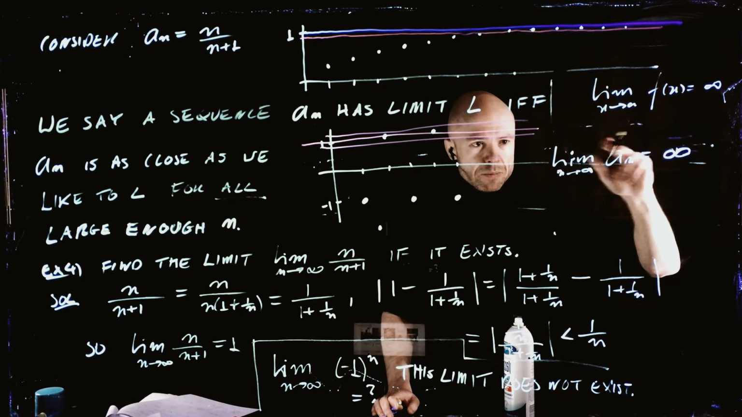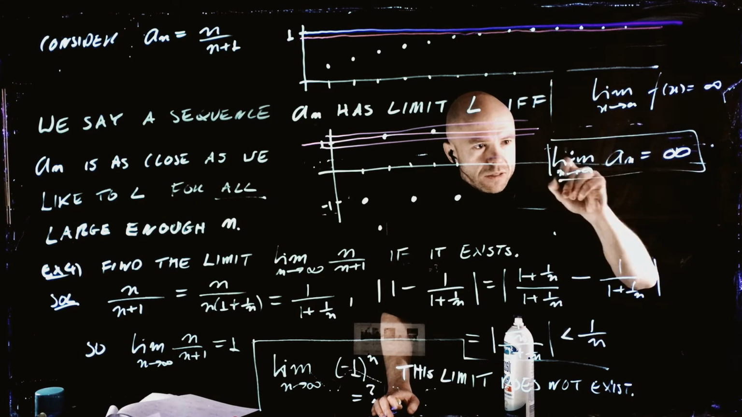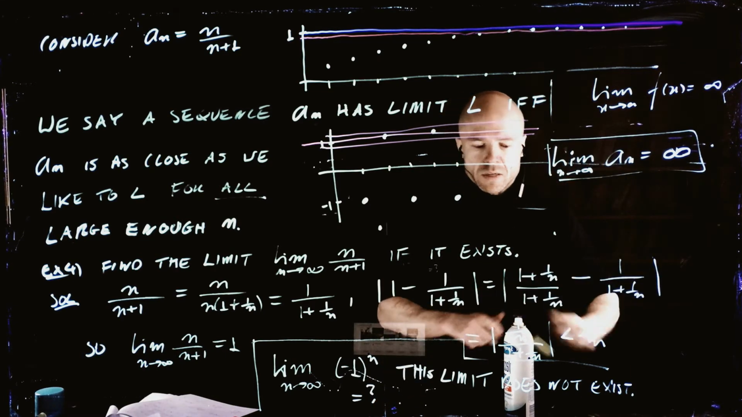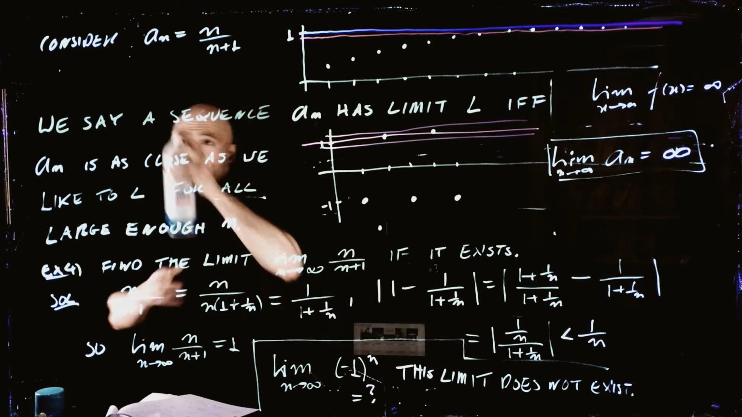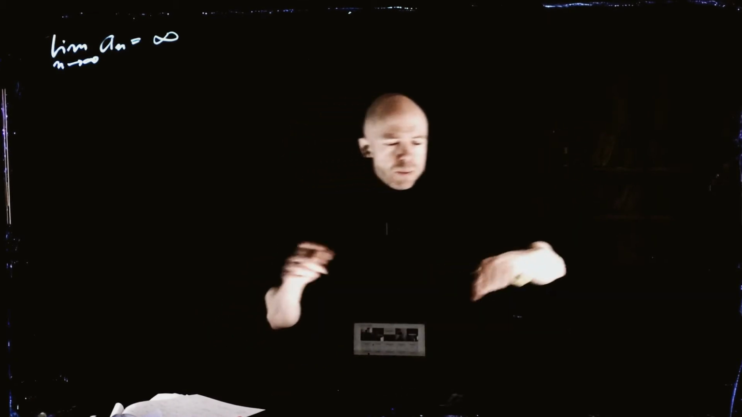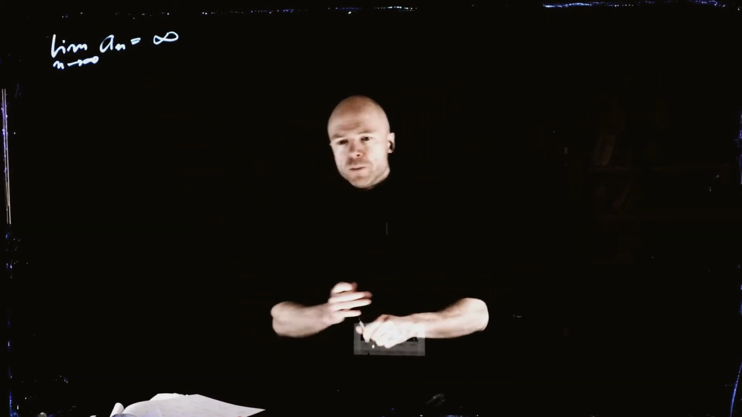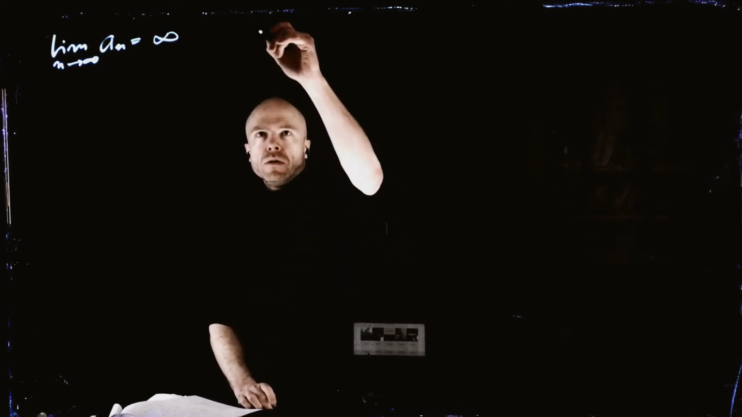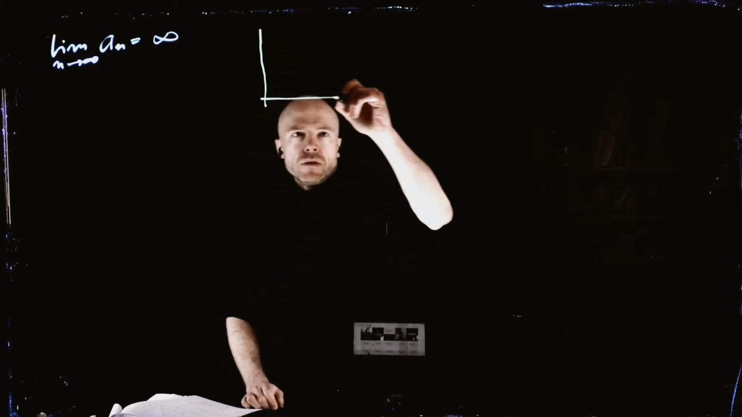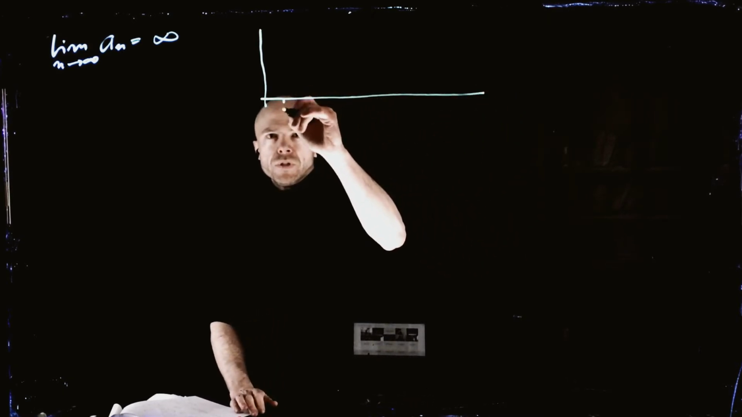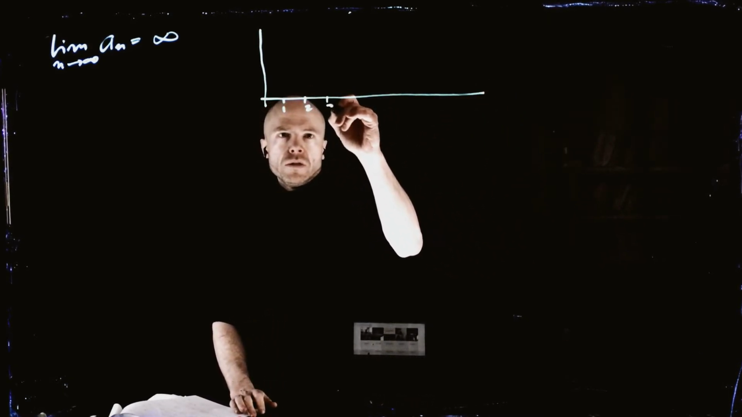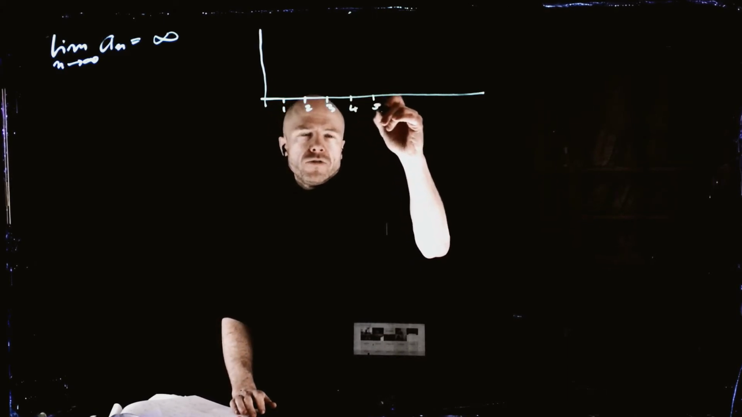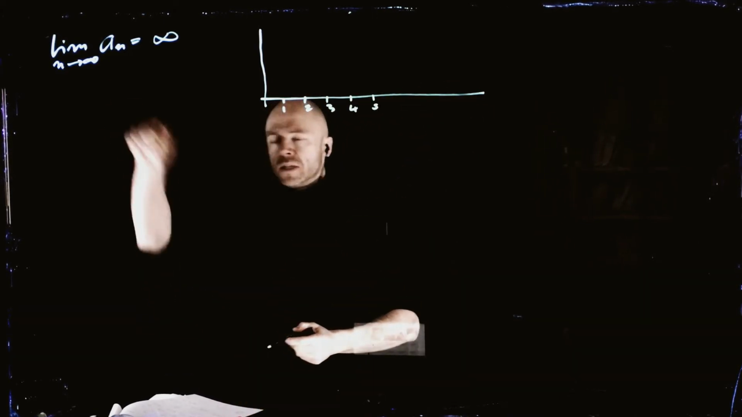But think about how we would precisely express this. What can we mean by the limit as n goes to infinity of a_n equals infinity? And think about how we defined the limit of the sequence being L. What would we mean by this? Think about the pictures. What would this mean in terms of pictures? This is 1, this is 2, this is 3, this is 4, this is 5, and so on. What can this mean?